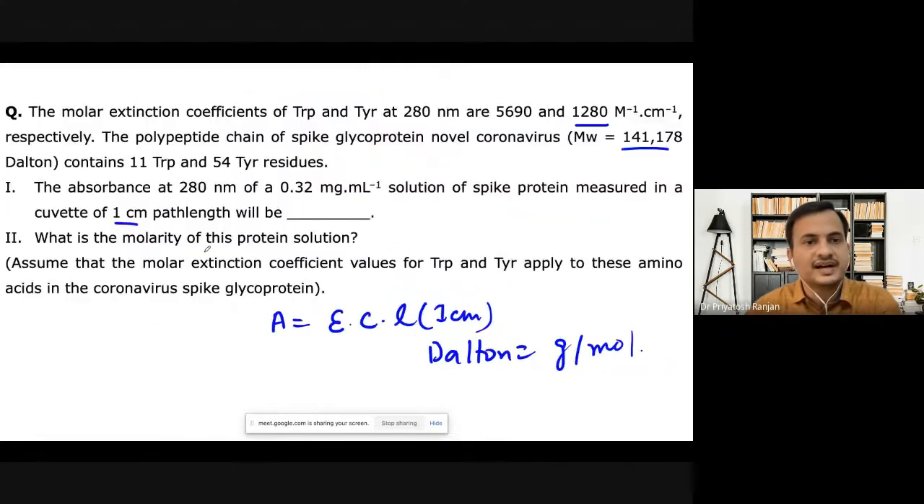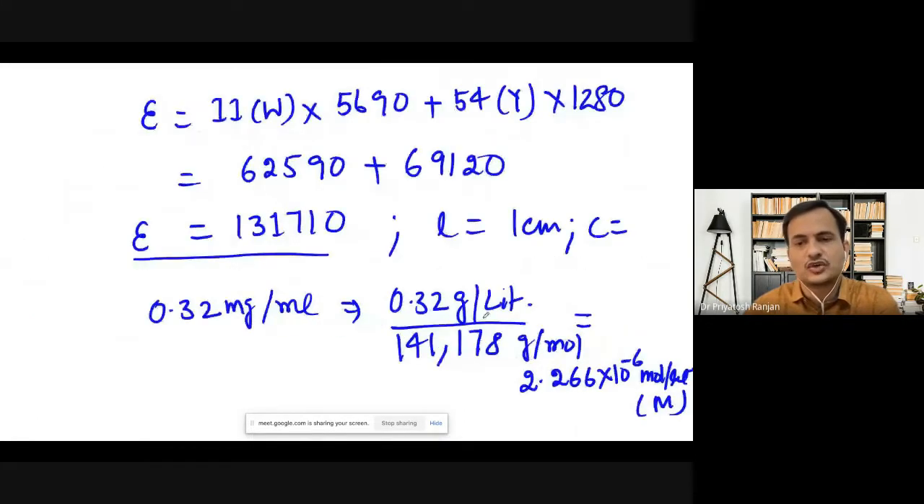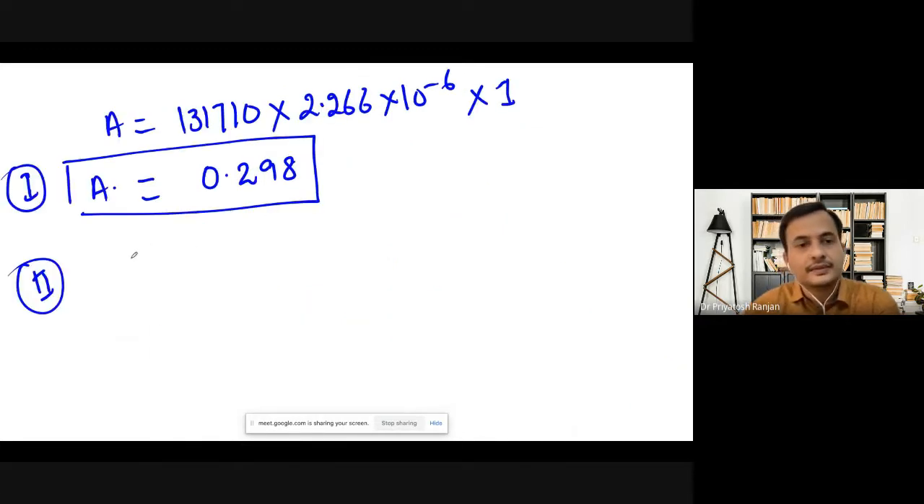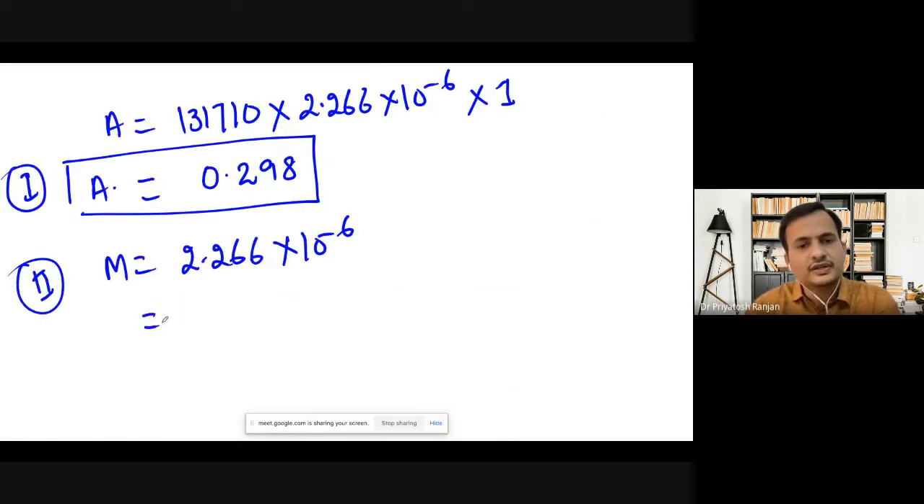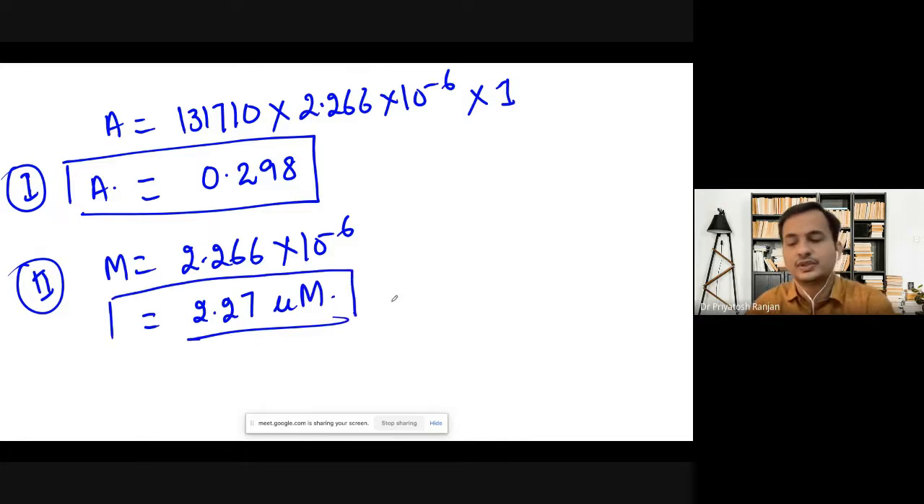Now what is the second part? In the second part, they have asked what is the molarity of this protein solution. Just now we have calculated it for putting into the Beer-Lambert formula, and it's coming out to be 2.266 into 10 raised to the minus 6 moles per liter, or you can even call this a 2.27 micromolar solution. I hope this solution is clear to each and every one of you. If you do have some doubt, please comment it in the comment box.